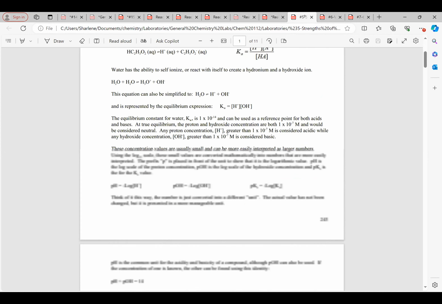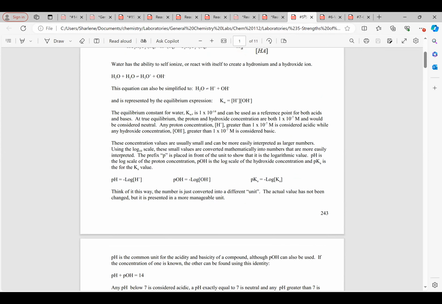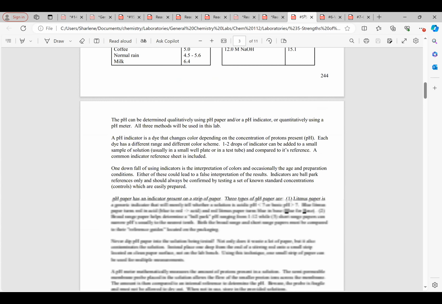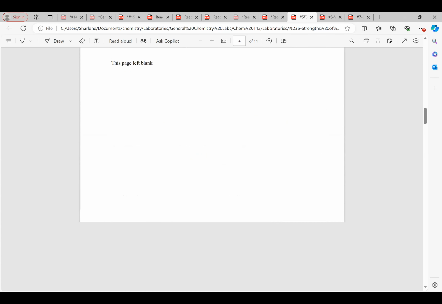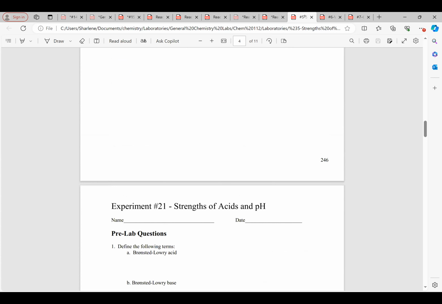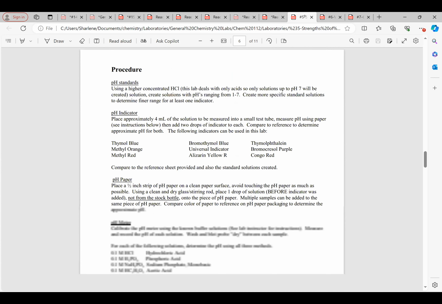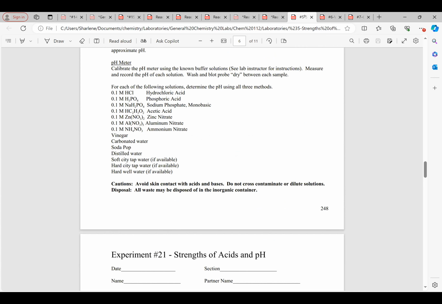I just wanted to highlight it because that's going to take us into what I'm going to help you with today. You went through a whole bunch of chemicals and you came up with the pH using the indicators, the pH paper, and some of you didn't quite get to the pH meter, but all of these.